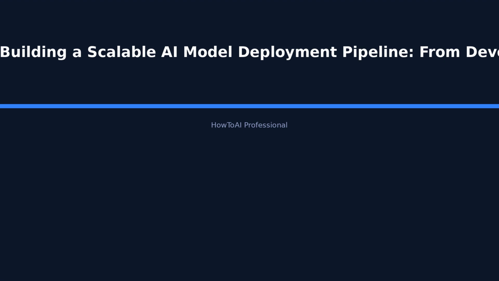Step 7: Continuous integration and deployment. Finally, to truly build a scalable deployment pipeline, you need to implement continuous integration and continuous deployment practices. This means automating the testing and deployment processes so that any changes made to the model or codebase can be pushed to production with minimal manual intervention.